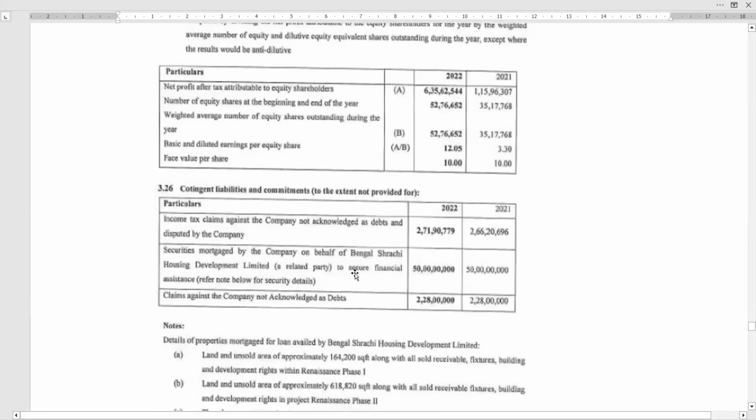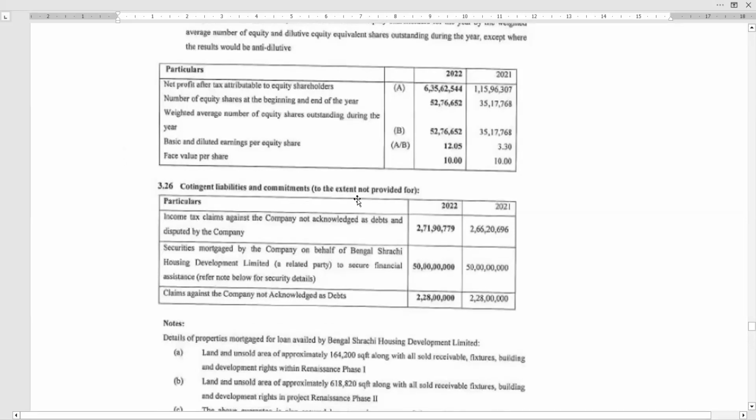One more thing I want to show, this contingent liabilities and commitments. Income tax not acknowledged as debt and disputed by the company. Okay, there is some demand which is not acknowledged. And securities mortgaged by the company. Next, claims against the company not acknowledged as debts. Somebody would have made some claims in RERA or something like that, but they have not recorded it as a liability. And here, securities, they have mortgaged some securities.